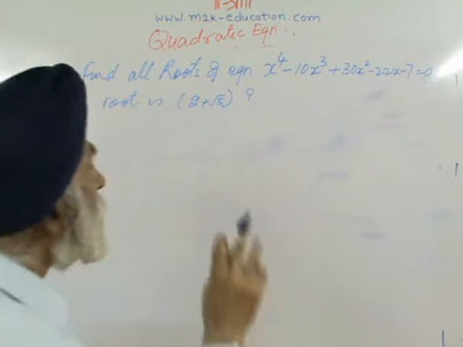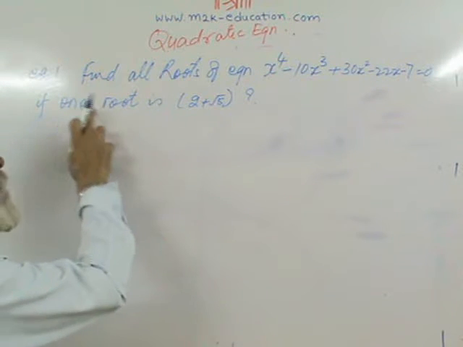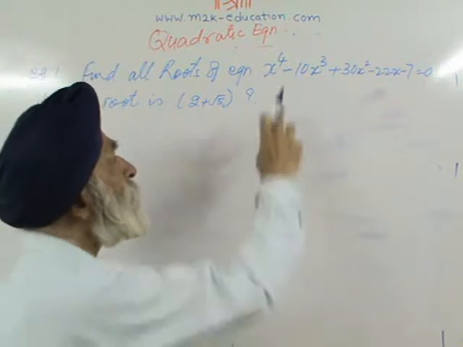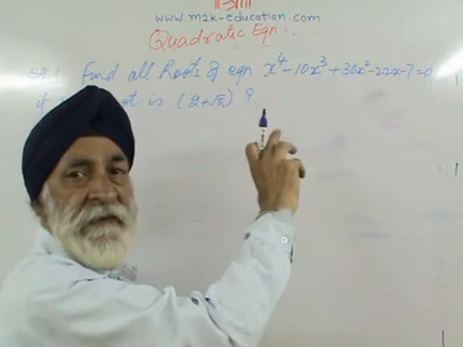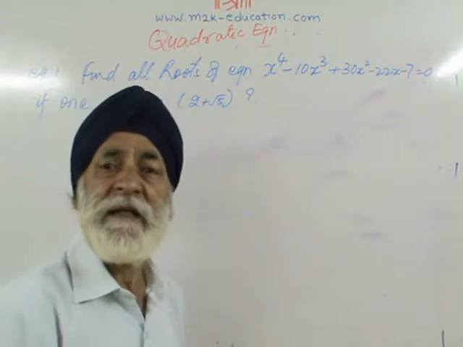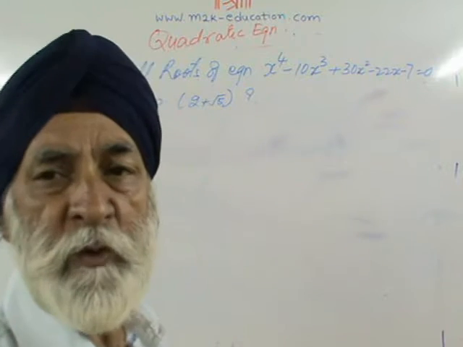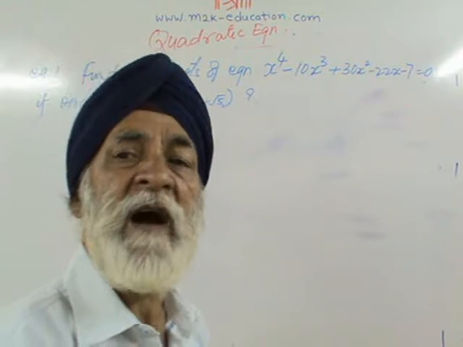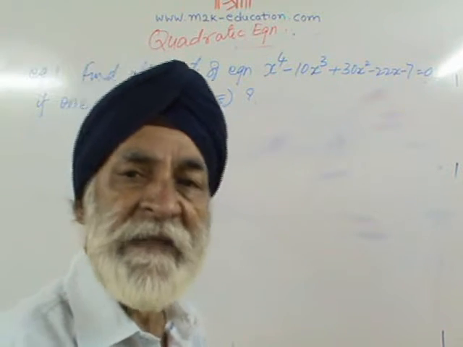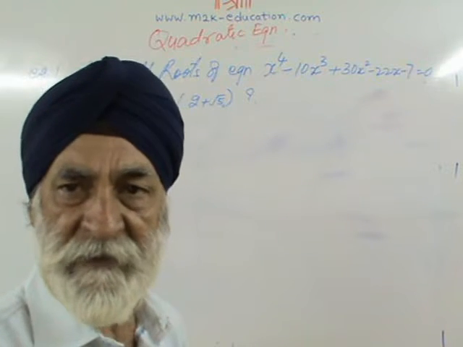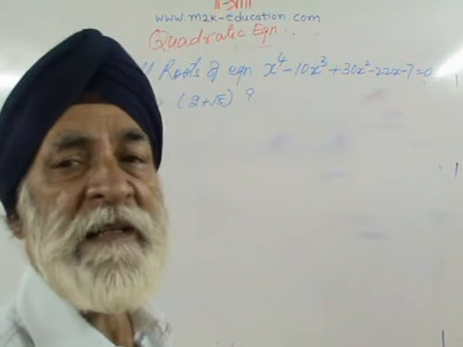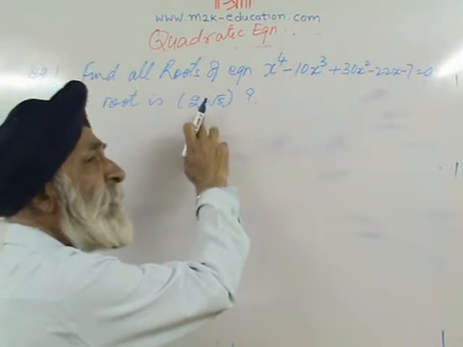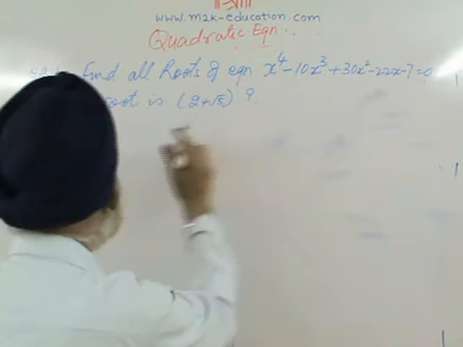Now the other condition given in the problem is that one root is 2 plus root 5. Since we have the highest degree of x as 4, x can take a minimum of 4 values. It may be higher also, but unless it is an identity, the higher values will not be there. But 4 values will definitely be there. Now the question is, we are given only one root, that is 2 plus root 5.